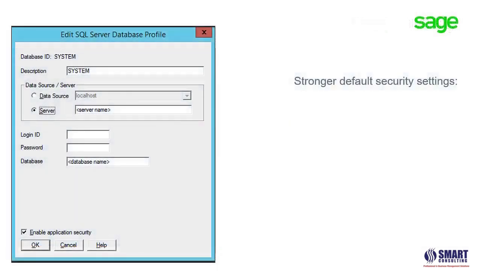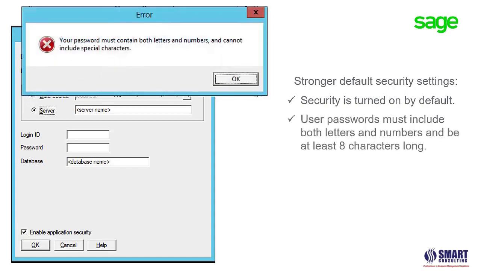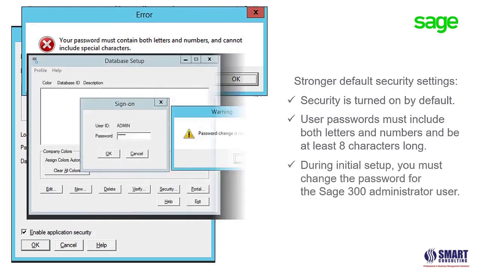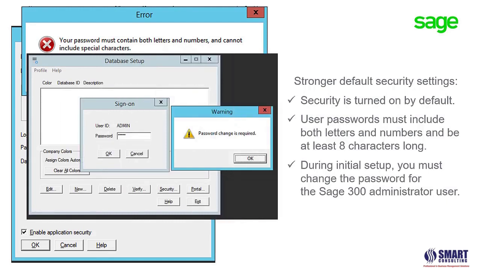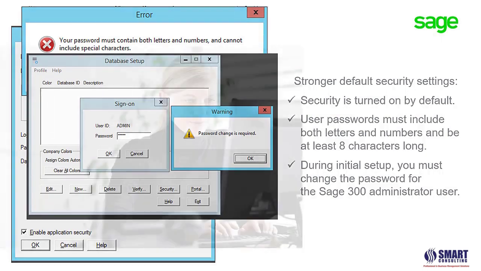There are now stronger default security settings. When you install Sage 300 2021 new, rather than upgrading from a previous version of Sage 300, security is turned on by default. User passwords must include both letters and numbers and be at least 8 characters long. During initial setup, you must change the password for the Sage 300 administrator user because the default password does not meet the password complexity requirements.